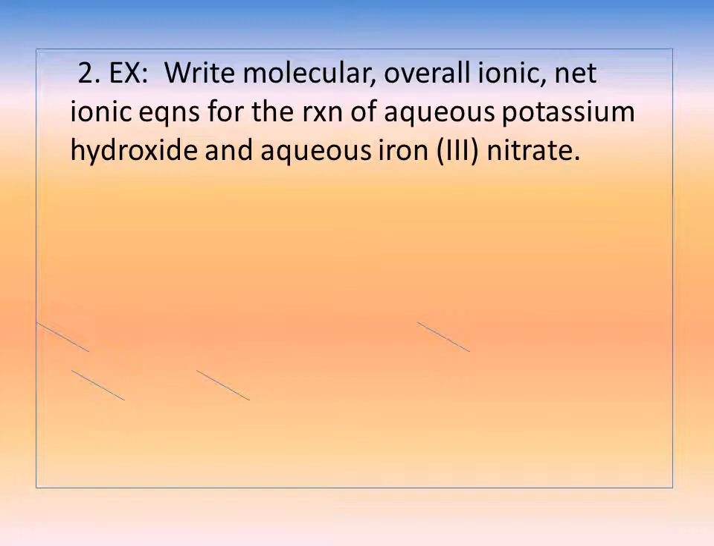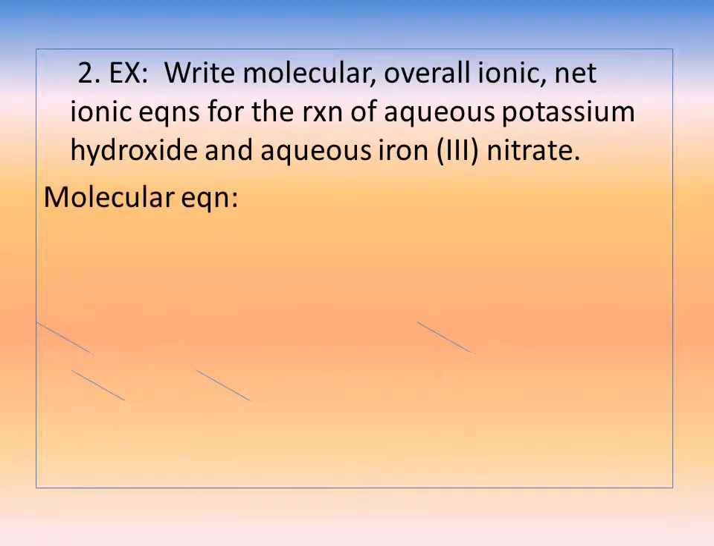So here's an example for you, which is probably really important. We're going to write a molecular, an overall ionic, and a net ionic equation for the reaction of potassium hydroxide and aqueous iron(III) nitrate. So if I have to write potassium hydroxide, it should be KOH (aq), because it's aqueous, plus Fe(NO3)3, because Fe is plus 3 and nitrate's minus 1, aqueous, yields, switching the partners around, KNO3 and iron hydroxide, which is Fe(OH)3.